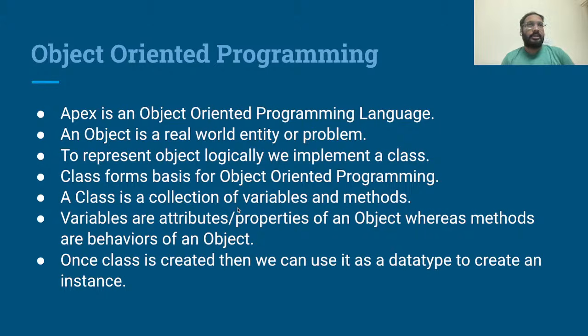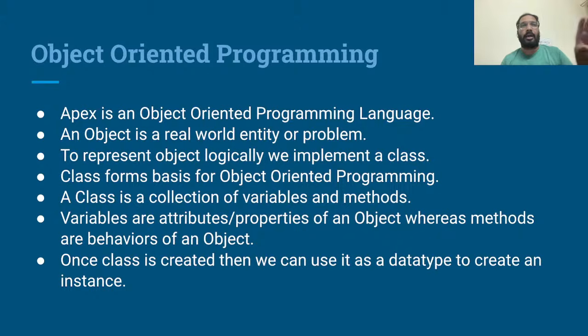Now, we need to understand what object-oriented programming is. I already told you Apex is an object-oriented programming language. And now we need to understand what an object is. An object is a real-world entity or problem, right? An object can be anything which exists in the world. All the physical entities which are available in the world are objects. I will take an example as well.